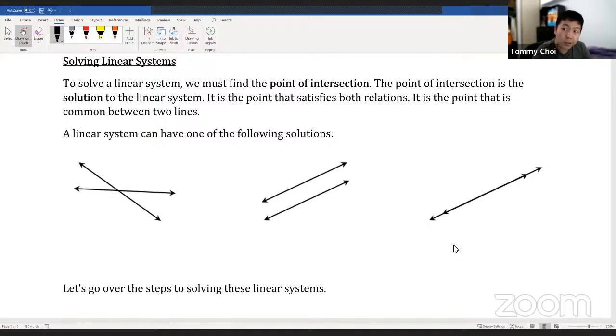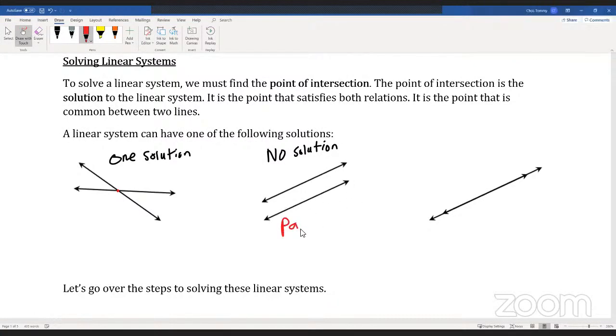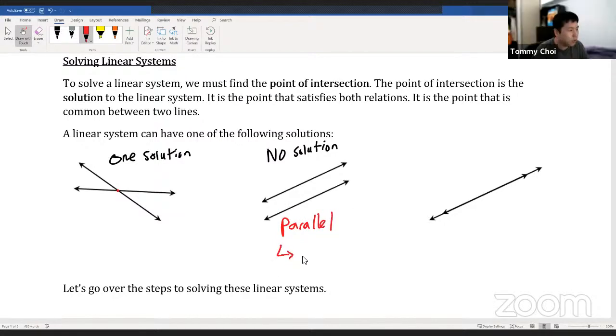So there are three different solutions that a system can have. It can have one solution, right, which is here, where they cross at one point. No solution, where they don't meet. Now, what's important about this? No solutions. What does that mean about the two lines if they never meet? It's parallel. Parallel. Thank you, James. Perfect. It's parallel, and you guys already know that that means that the slopes are the same, right?